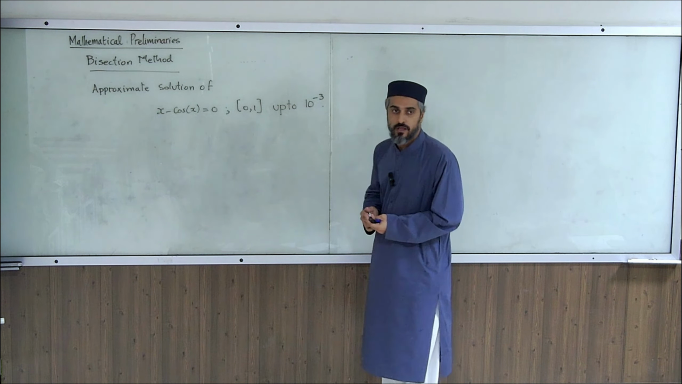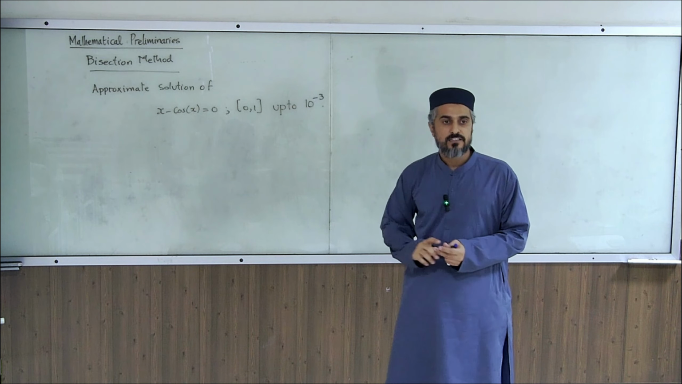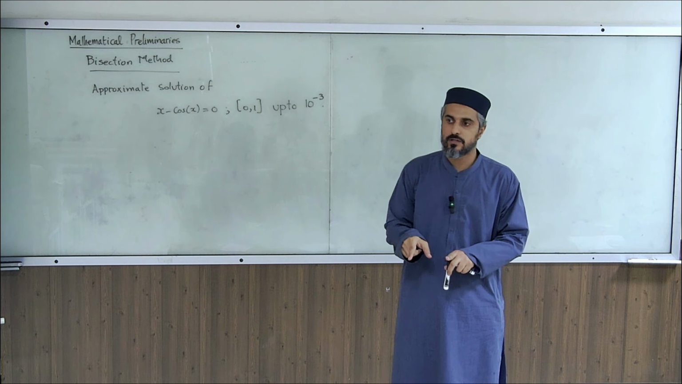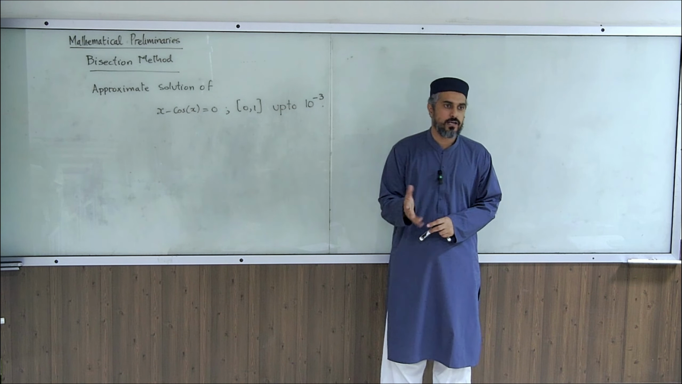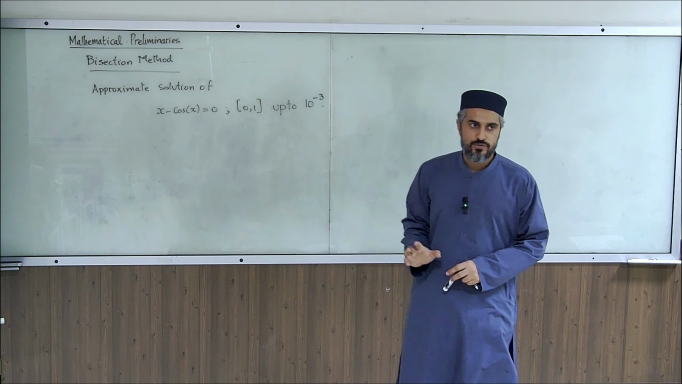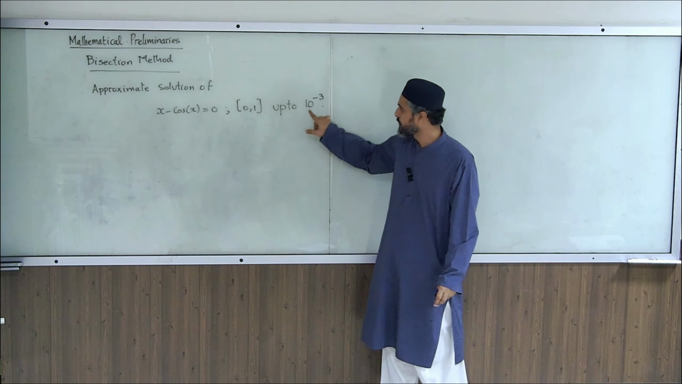Let's first try to understand the question, and then we'll proceed towards a procedure in general terms. So this is a question, and we need to find a solution of this equation in this interval. First we need to make sure, do we have a solution in this interval or not? We just checked in the previous working that x minus cos x has a solution in the interval 0 to 1. It has a solution because it is continuous on this interval and the function value at 0 and 1 is negative. So we are sure that the solution lies in this interval. There is a word, up to 10 raised to the power minus 3.